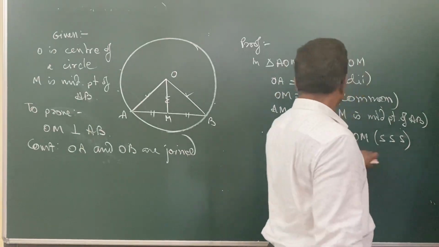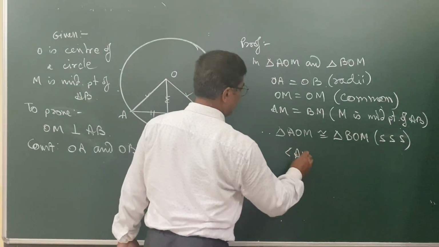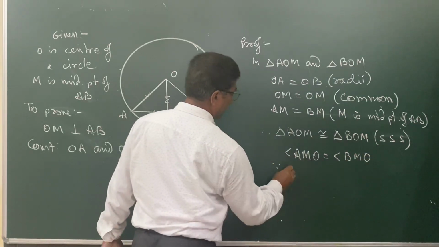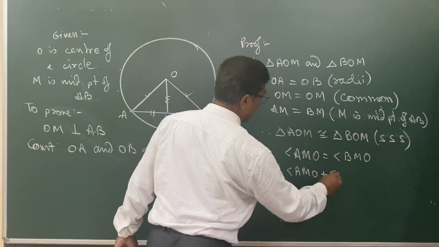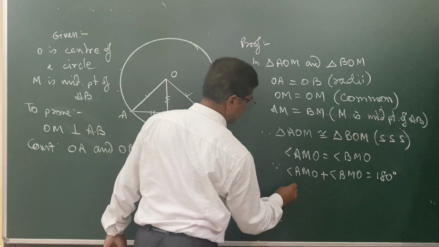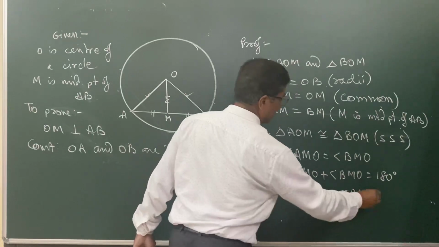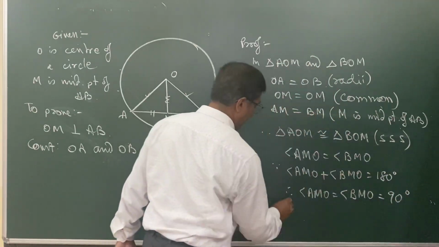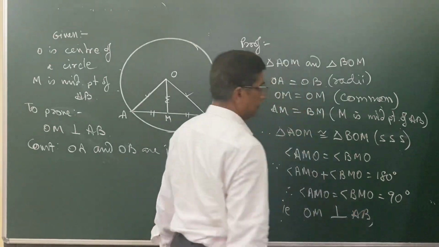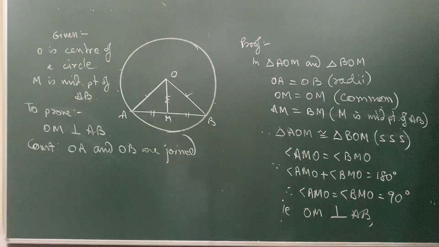Alright, now since these two triangles are congruent, angle AMO is equal to angle BMO. Now since AMO plus BMO is equal to 180 degrees, therefore angle AMO is equal to angle BMO is equal to 90 degrees. That is, OM perpendicular to AB. Okay? Yes? The next theorem I will discuss in the next video.